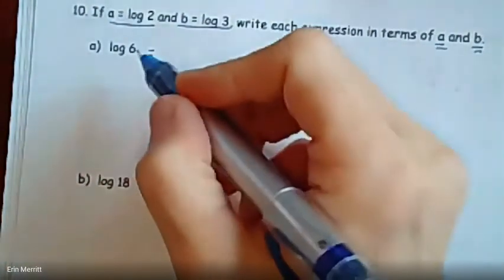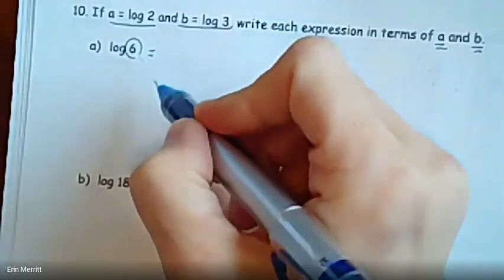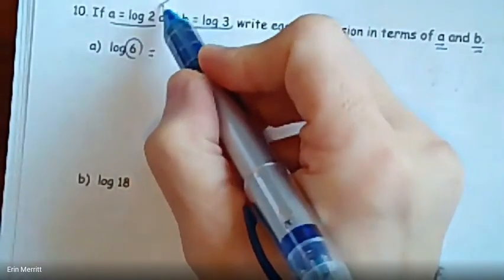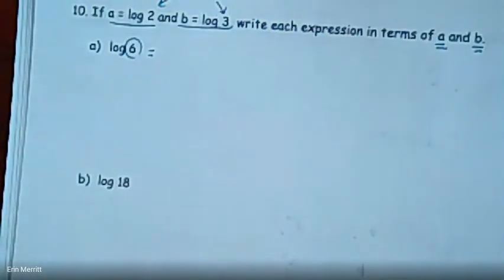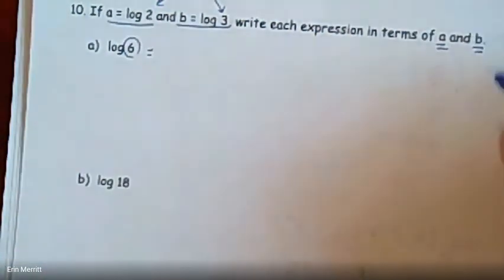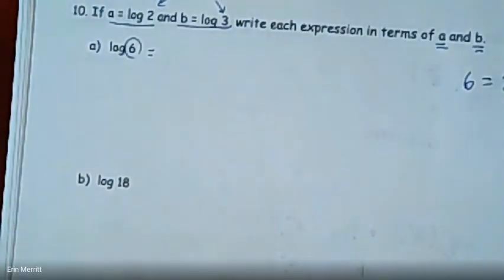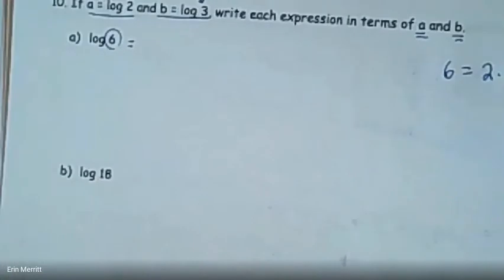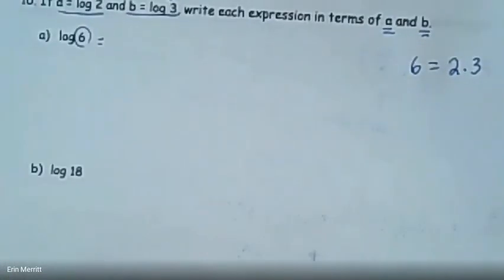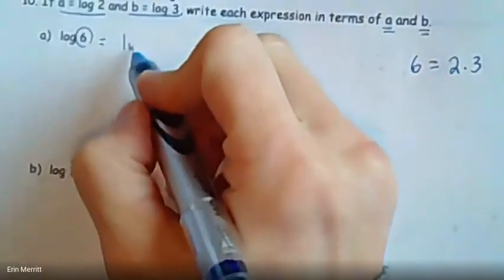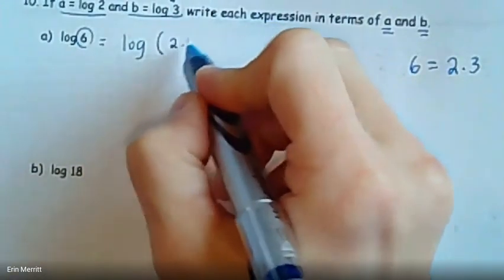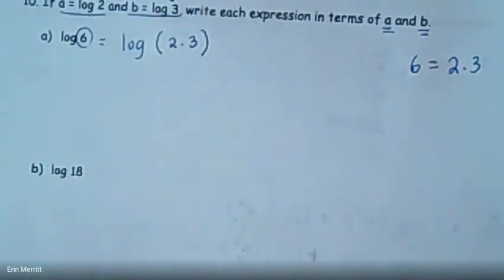So in this case, what I really want you to think of is, if I see this 6, how do I make 6 using a 2 and a 3? And hopefully what you're thinking in your head right now is, all right, 6 is just equal to 2 times 3. So let's rewrite the log as 6 is 2 times 3. So I'm going to rewrite it as 2 times 3 like that.